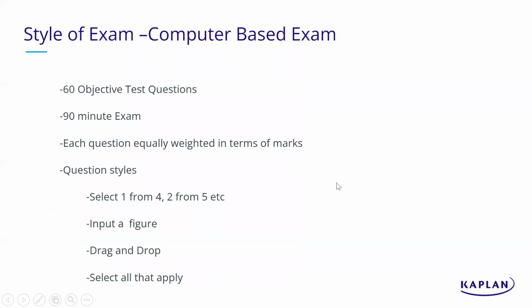So what about the F2 paper then? Well, like all of those E's and P's and F's, it is a computer-based exam consisting of 60 objective test questions, which have to be attempted across a 90-minute time frame. So a very time-pressured exam consisting of 60 questions, not all of which are going to be computational. There will be many questions that are discursive or narrative-based. Now, each question is equally weighted. So even though there will be a great range of difficulty, no question is worth any more than any other.